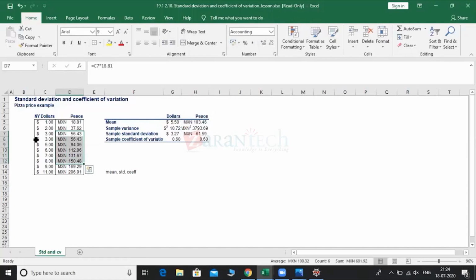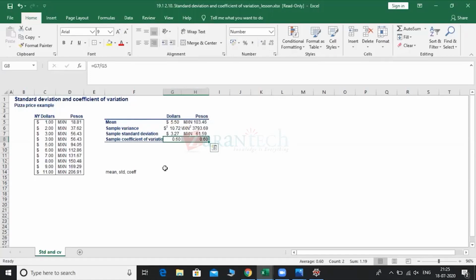Because if they represent the same numbers, then their standard deviation in their numeric values will be similar to the standard deviation in the New York dollar numeric numbers. And that will be very clearly defined by this coefficient, which is standard deviation by mean. So if you want to compare two things, then you will always be looking at the coefficient of variation.